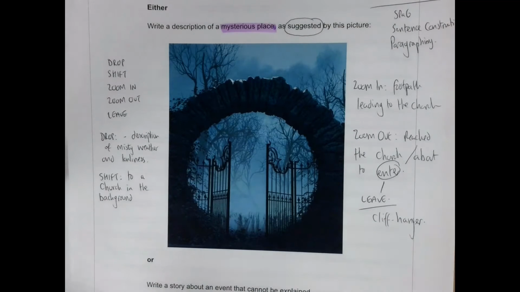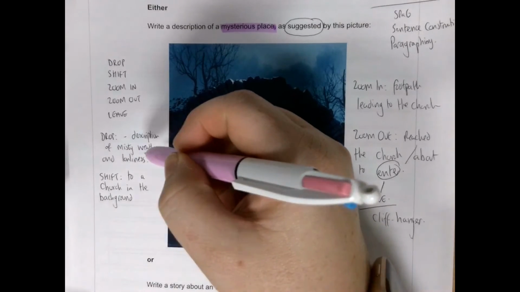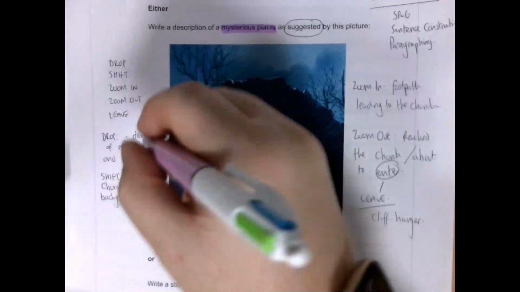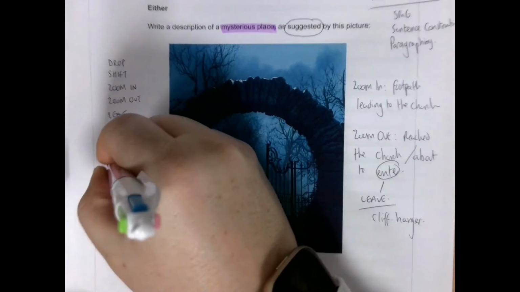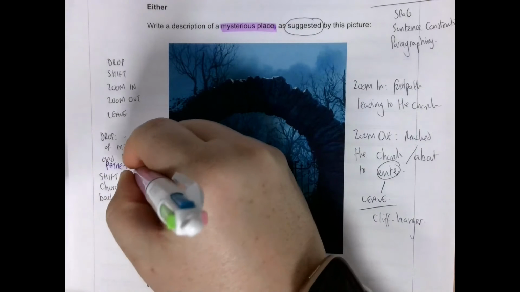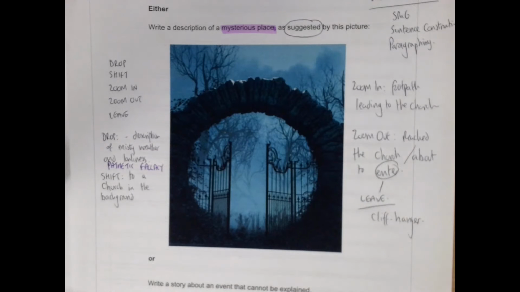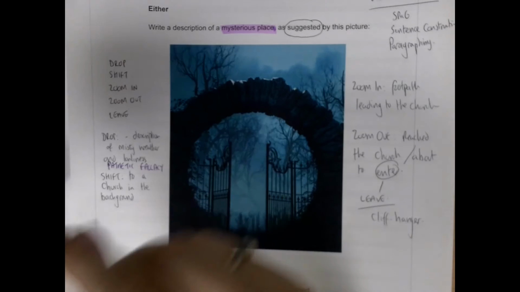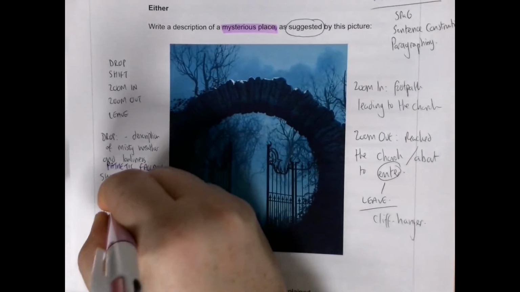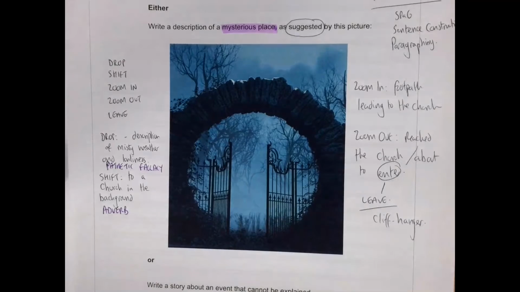Another element to consider whilst planning is different types of sentence constructions or devices that you want to use. And so here, in my description of the misty weather, in this sense of loneliness, I want to try to include some pathetic fallacy. So pathetic fallacy is where the weather mimics the mood. When I want to shift to the church in the background, I think I'd like to start that section with an adverb.